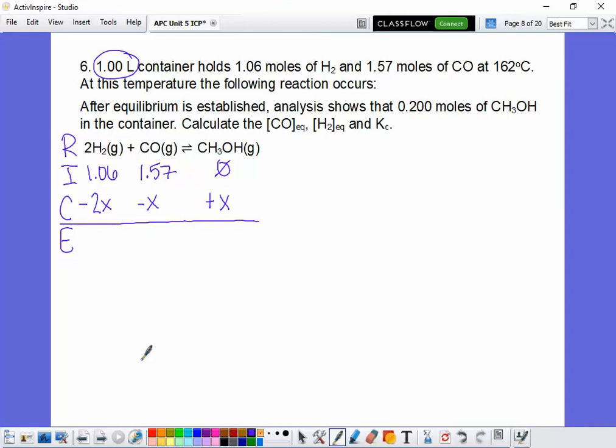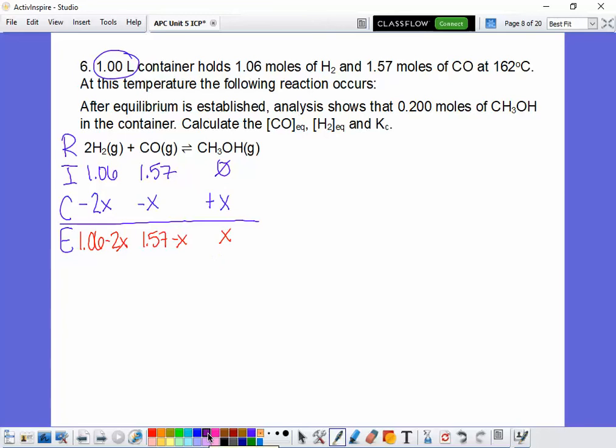So use the coefficients, and that's how much it's changing by. So now my equilibrium for H2 is going to be 1.06 minus 2x. For carbon monoxide, it's 1.57 minus x. And for methanol, that equilibrium amount is just x.